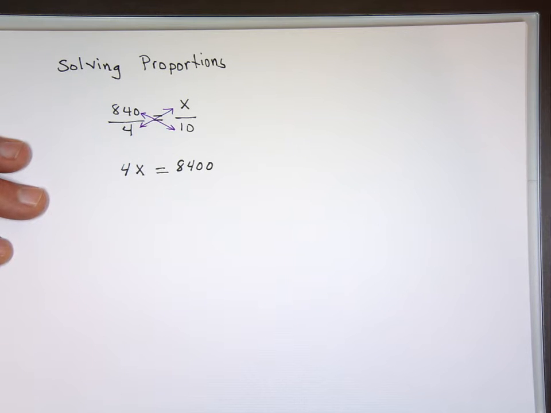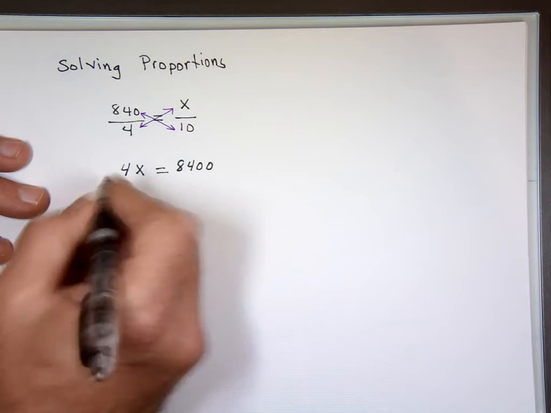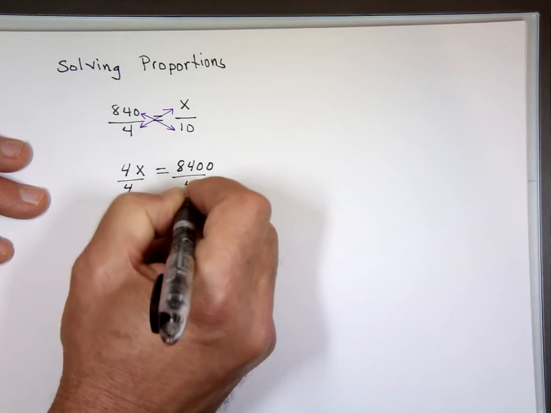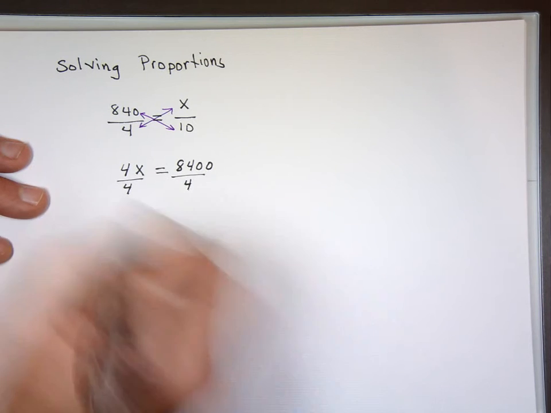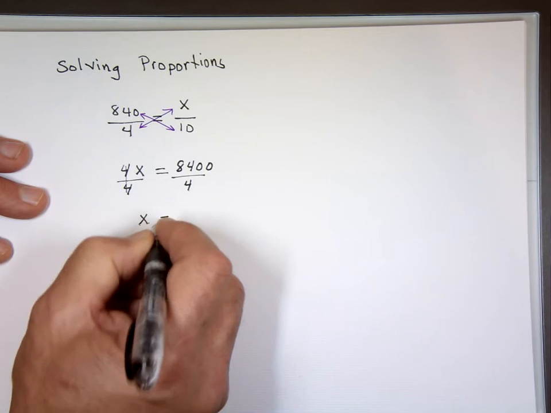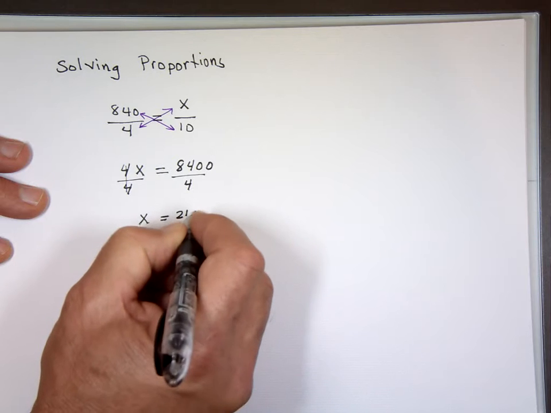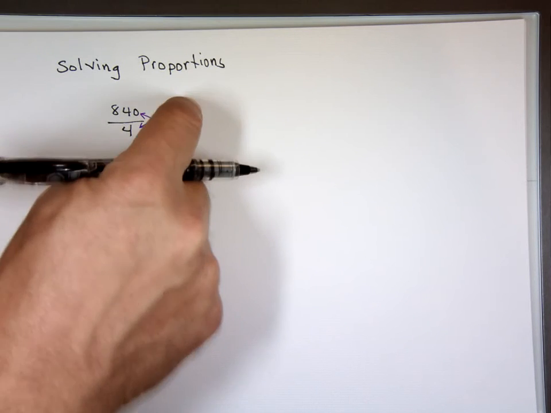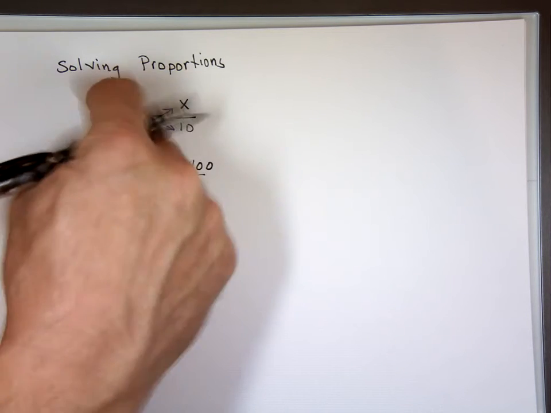And to solve for x, what do we do? Yep, divide by 4. X will be 2100. So if you put 2100 in here on top of 10, this ratio will equal that ratio.